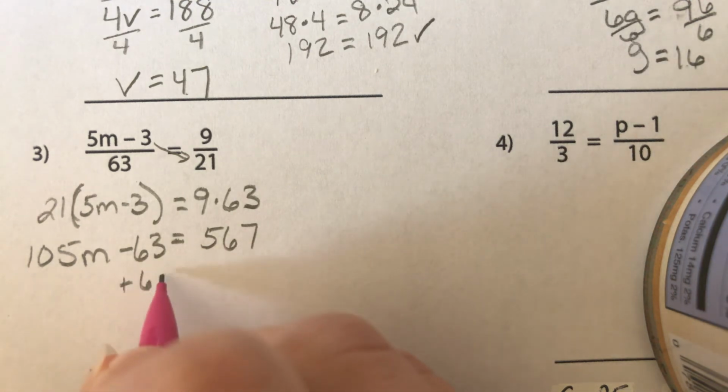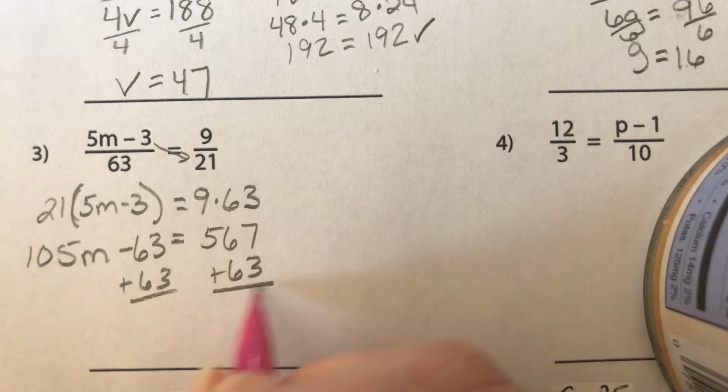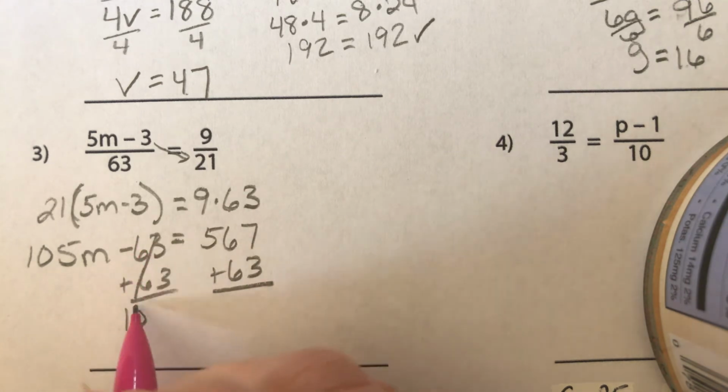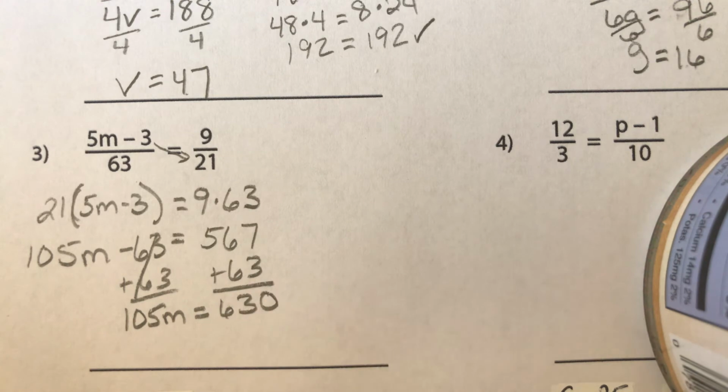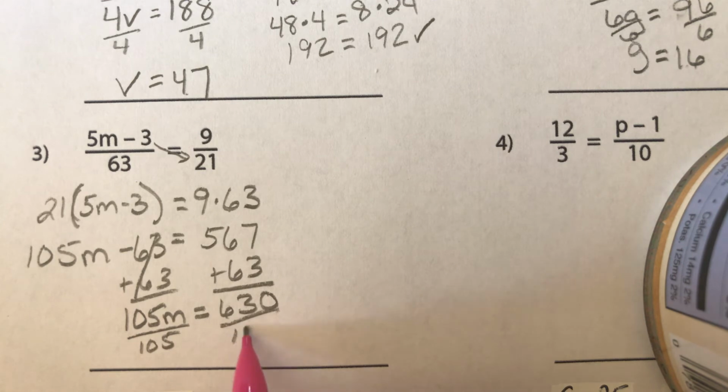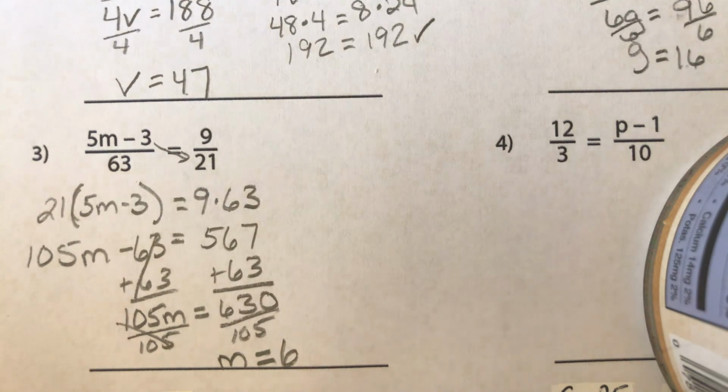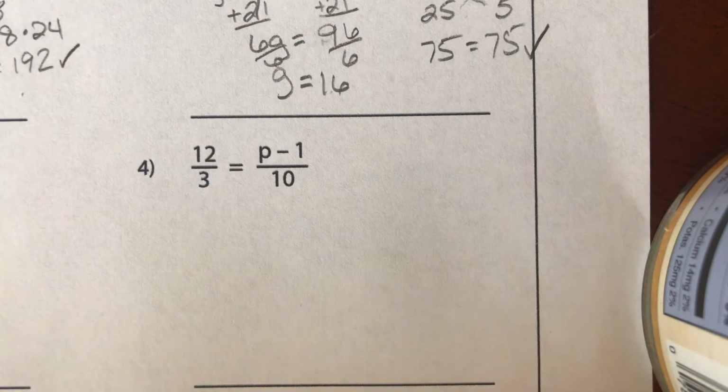2-step, I'm going to add 63 to both sides. Crosses out. I've got 105m equal to 630. Divide each side by 105. M equals 6. Okay. Pause your video. Try 4.